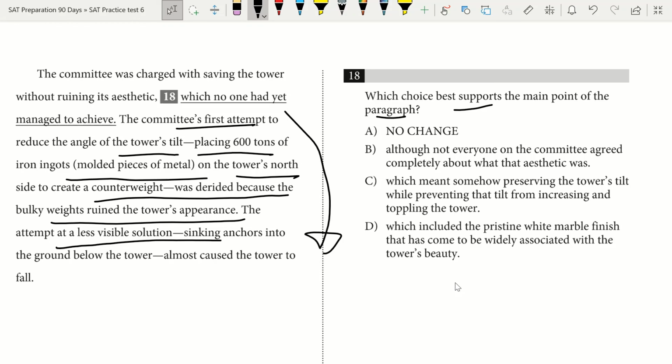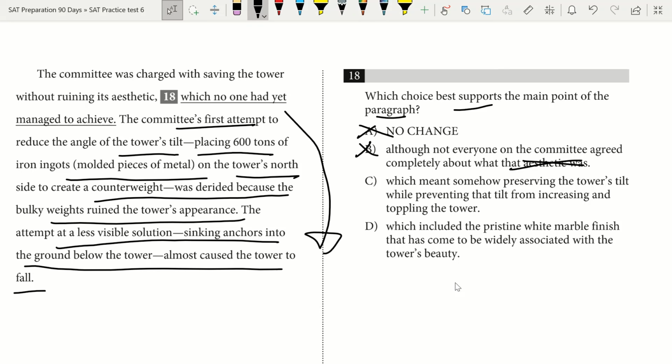The attempt at a less visible solution, sinking acres into the ground below the tower, almost caused the tower to fall. Okay, that's really showing me that we want to make sure that this tower is stable, but we want to maintain the aesthetic of its lean, right? The uniqueness that it has with its lean, we want to maintain that, but make it safe. All right, so we're going to look for an answer choice that supports that point. So option A says no one had managed to achieve yet. That's wrong. B, although not everyone on the committee agreed on what the aesthetic was, that's not what we're talking about. We need to talk about the aesthetic, but also the tower's tilt.